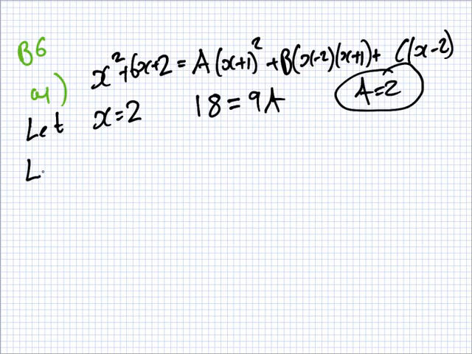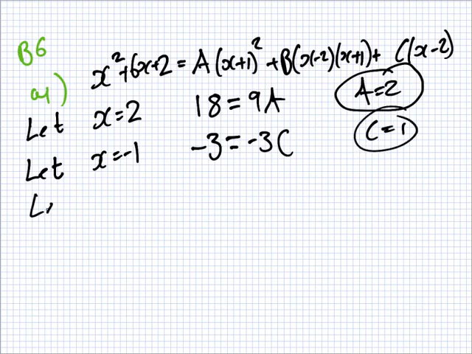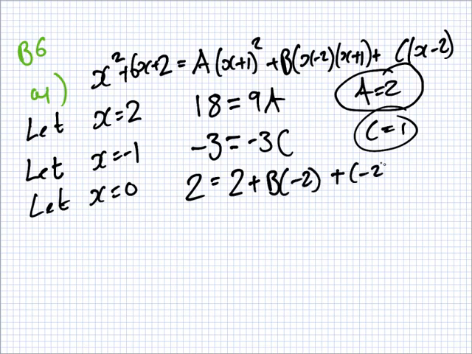Now to get the B, well, I think I'll get the C next. I'll let x equal to minus 1. So that would be 1 plus 2 is 3, minus 6 is minus 3, and x is minus 1. They all cancel, minus 3C, C is 1. I can use anything for x now to get the last one. x equals 0. So I have 2 equals A, which is 2, plus B times minus 2, plus C times minus 2. So I'll get B equals minus 1.